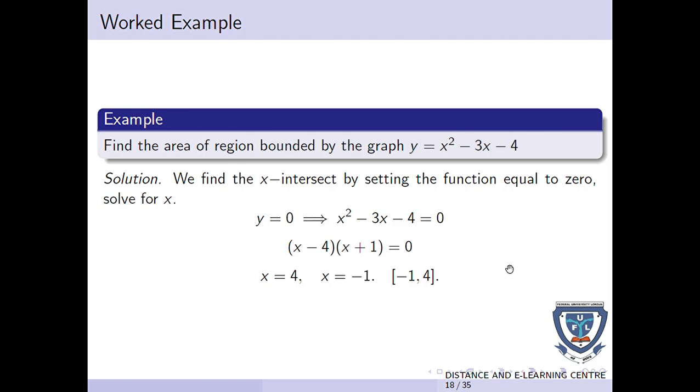Find the area of the region bounded by the graph y equal to x squared minus 3x minus 4. Solution. We find the x-intercepts by setting the function equal to 0 and solving for x. Now, y equal to 0 implies that x squared minus 3x minus 4 is equal to 0. When you factorize the quadratic equation, you have that x is equal to 4 and x is equal to minus 1. So it's the closed interval minus 1 to 4.